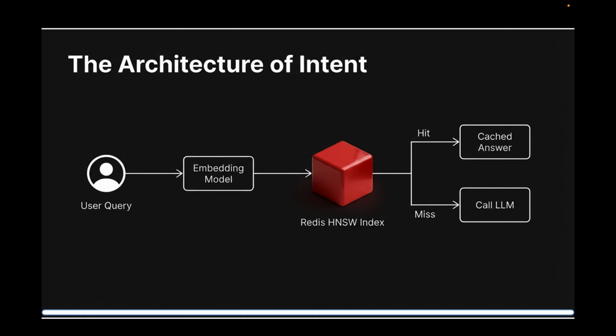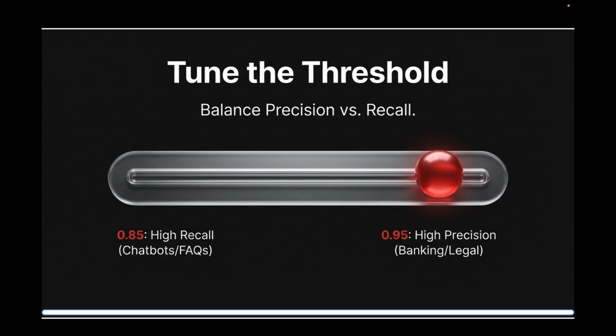The architecture that we will build here starts with the user query. It goes through an embedding model, and then it goes to your Redis hierarchical index. This is a new search algorithm which is very effective. Using that, we check if we are hitting the cache or missing the cache. If we miss the cache, then we call the language model. If our hit is confirmed, then we return the answer from cache. This is where the savings come from in terms of cost and latency.